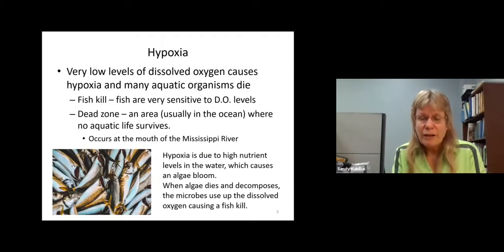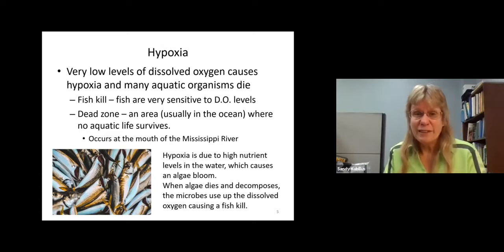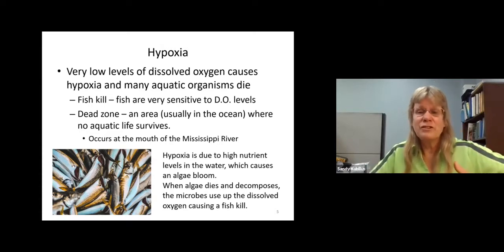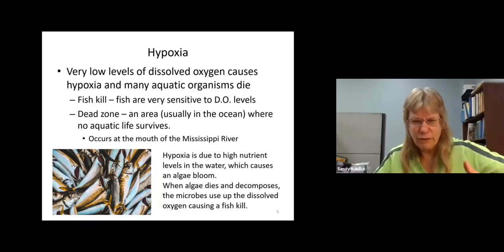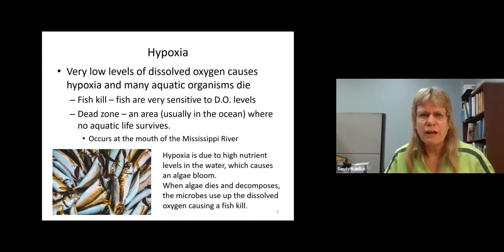So we talked a little about why oxygen is important, and if you don't have enough of it, it's called hypoxia, where you have very low oxygen levels, and it can cause a fish kill. That's what the picture of dead fish is about. And sometimes you can get a dead zone, which is an area where there's no oxygen, usually in a much bigger body of water than our local lakes, like in the ocean. And we have a chapter on that in the textbook. I think it's 6.2, which talks about the dead zone at the mouth of the Mississippi River where it drains into the Gulf of Mexico.